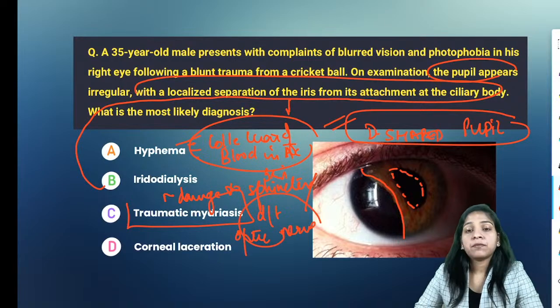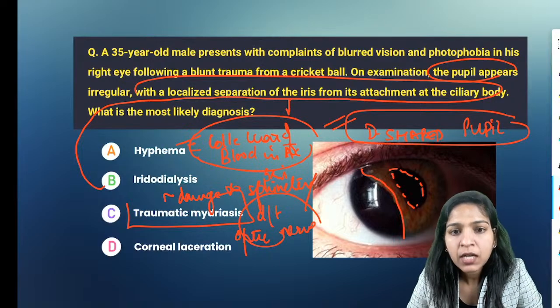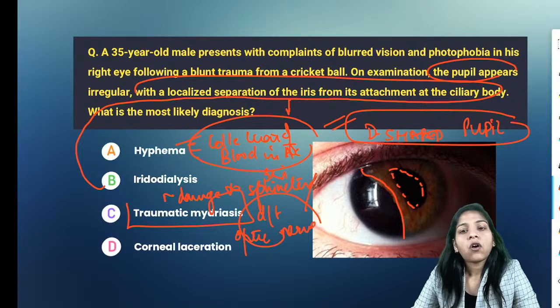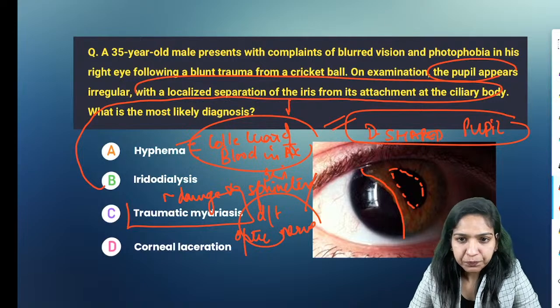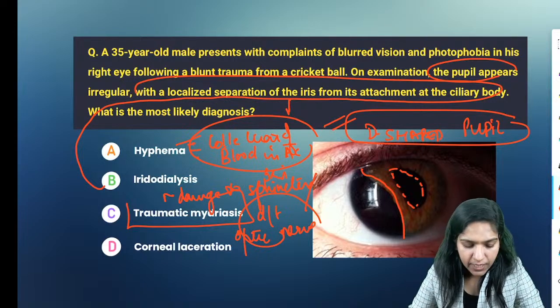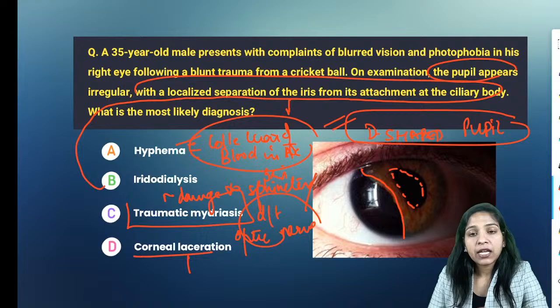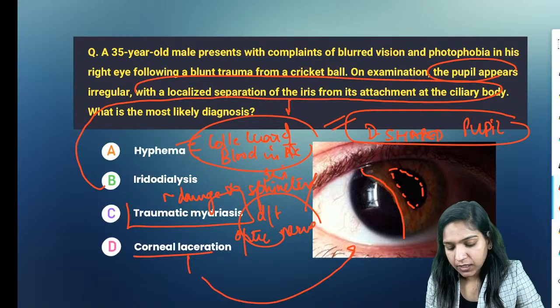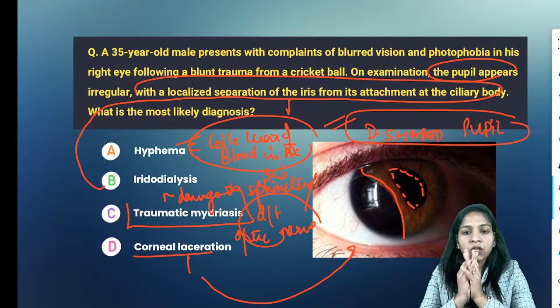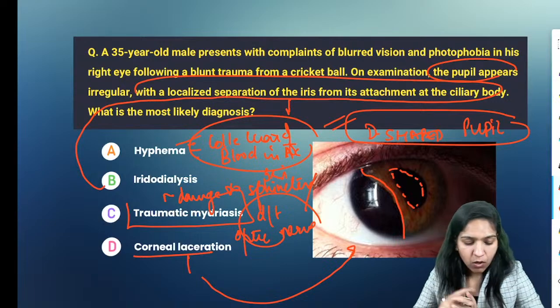So mydriasis can be because of two reasons in a case of trauma: if there is damage to the optic nerve, or if there is damage to the sphincter of the pupil, right? Corneal laceration can be there in blunt trauma, but in this diagram you can see the cornea is absolutely clear. So my answer is iridodialysis, option B.